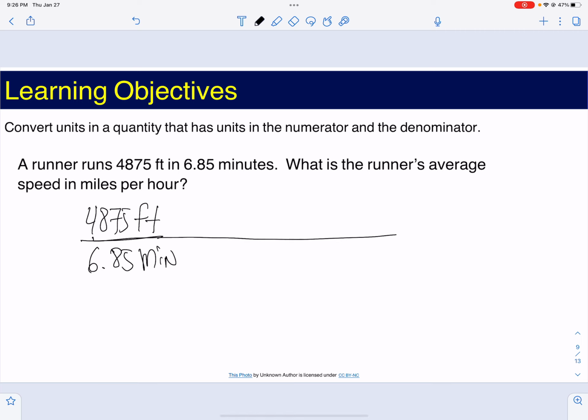So we want to take this and we want to get it in miles per hour. So we're converting the feet to miles. So that means I do not want the feet because I want my mile. And the question is, do I happen to know how many feet I have in a mile? Well, let's check the table.